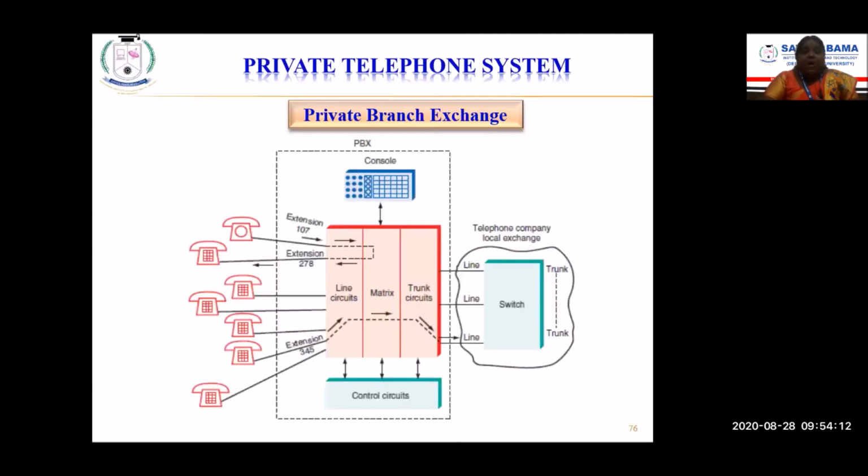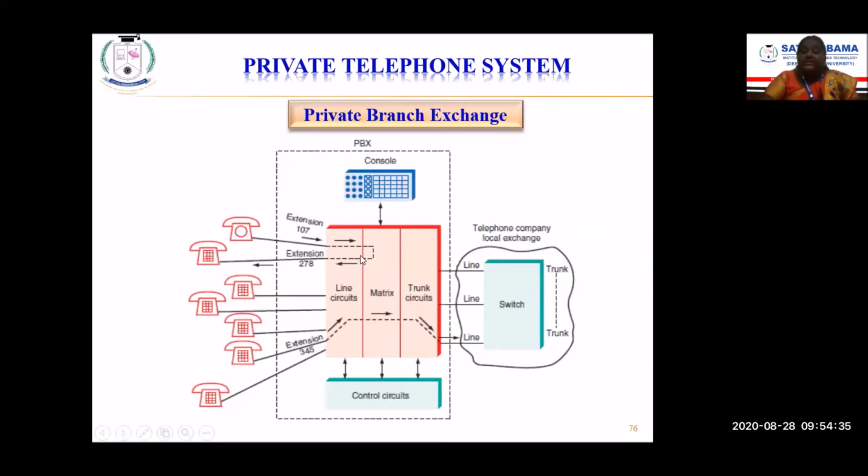Now let us see the diagram, how this PBX gets connected. There is a private branch exchange. These are the individual telephone lines with the extension numbers here. These are the line circuits and these are the control circuits, and there is a console unit to which we terminate all the individual dedicated lines. And there will be a matrix. Matrix means the switches.